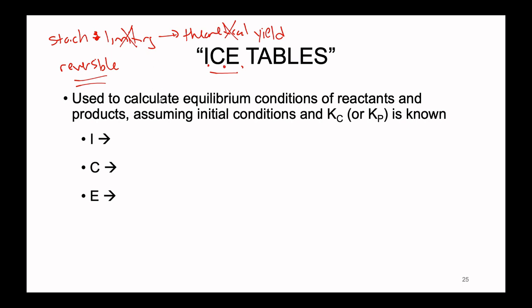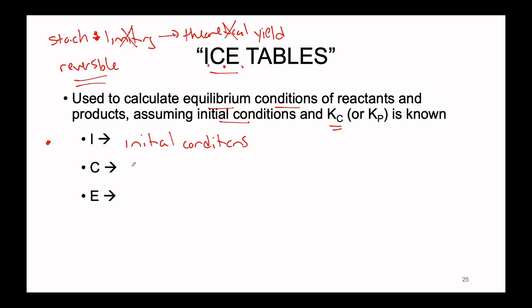All right, so let's lay out how to perform this type of calculation. We're going to use this ICE table to calculate our equilibrium concentrations of reactants and products if we know the initial conditions and a Kc or Kp or whatever type of equilibrium constant we are working with. So the I in the ICE table stands for our initial conditions. Right, this is our starting point. This is like the starting point on our treasure map.